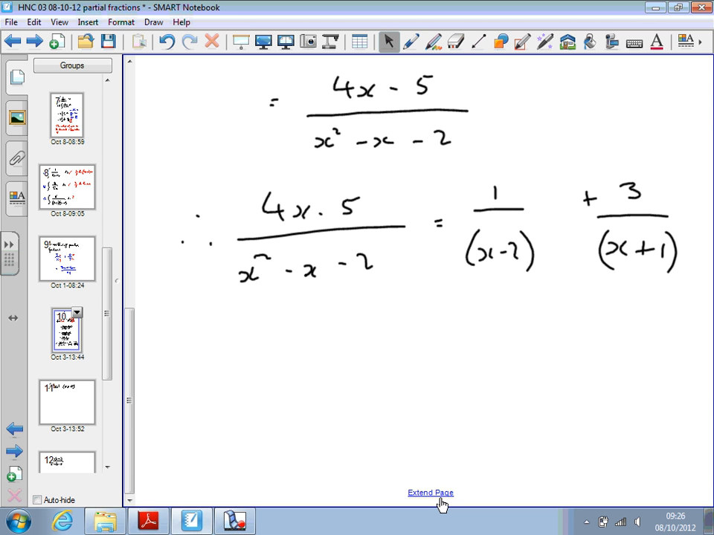Now this is where today's session comes into it. I'm asked to integrate this with respect to x. And I look at it, I can't do it as it stands. However, that's the same as this. So this becomes the integral of that with respect to x plus the integral of this with respect to x. And that we can do. We just looked at those. That's trivial. We write down that answer.